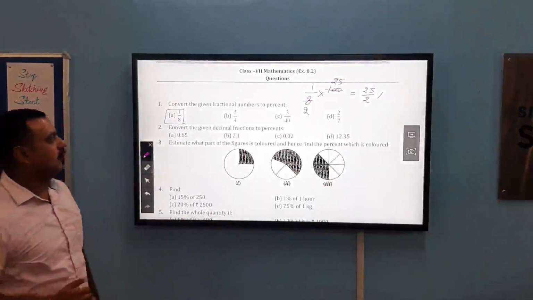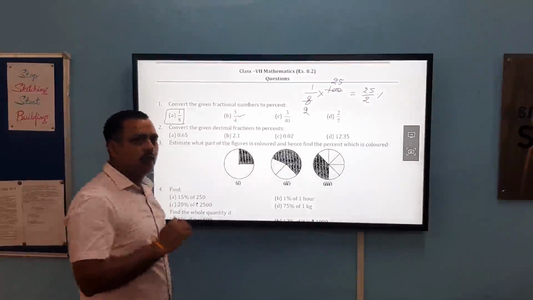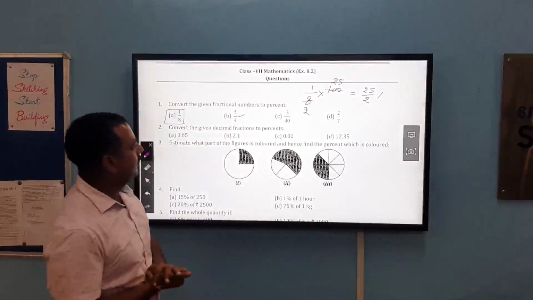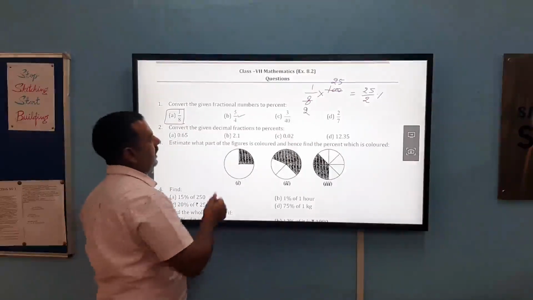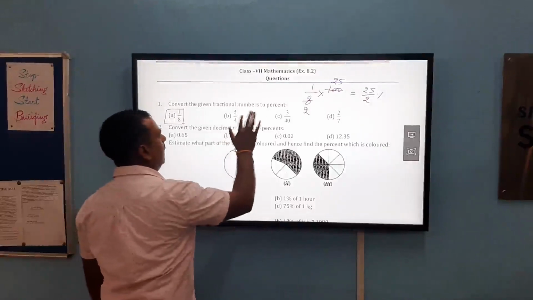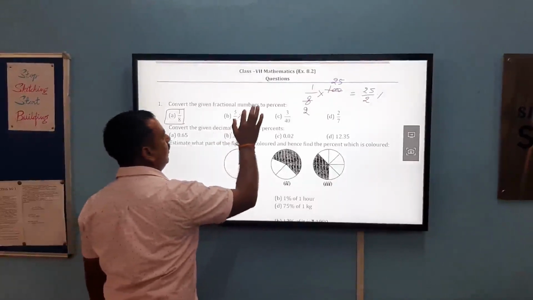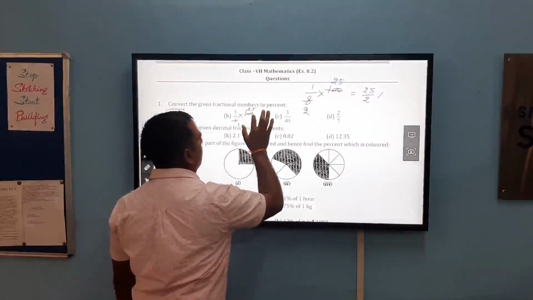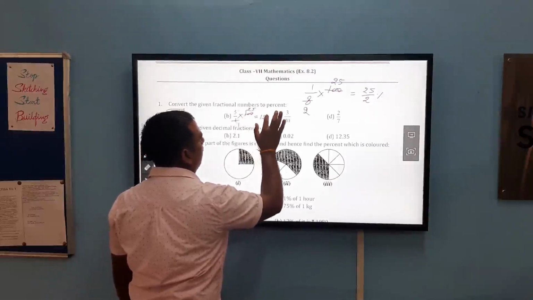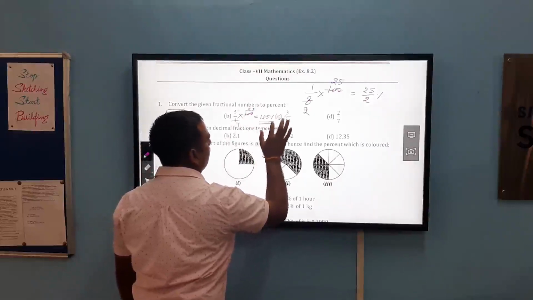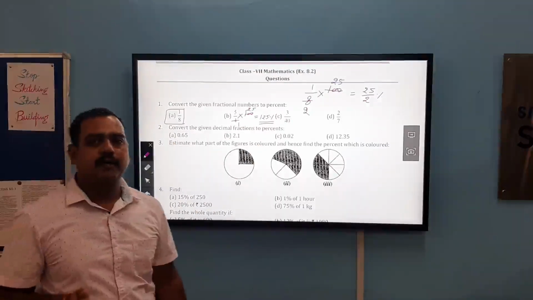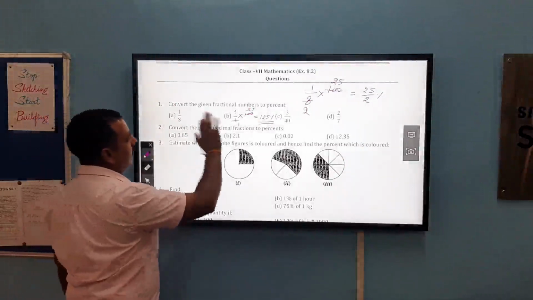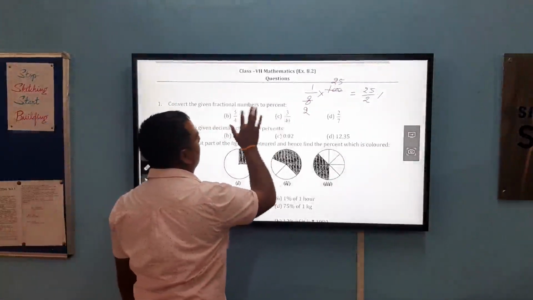Similarly, if we want to convert 5 upon 4 into percentage, then we again do the same thing, that we multiply it by the 100 and we get our answer like this: 5 upon 4 into 100. 4 ones are 4, 4 twenty-fives are 100, and 25 fives are 125%. So 5 upon 4 means 125%. Similarly, in this question we learn how to convert fraction into the percent.